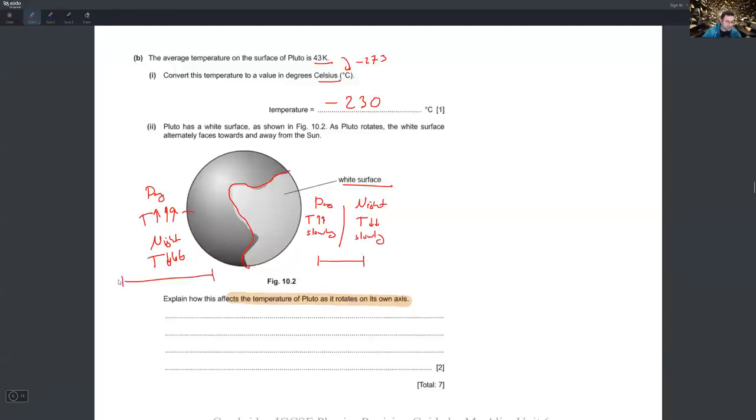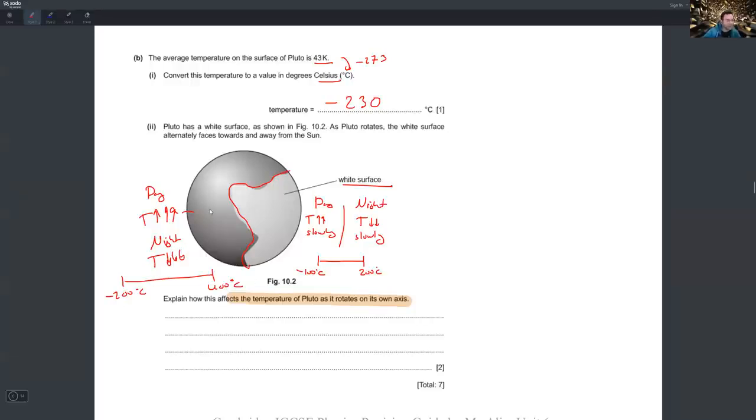For example, Pluto here could go from negative 100 to maybe 200 degrees Celsius, whereas on the dark side it could go from negative 200 up to 400 degrees Celsius. Just like how the white side does not cool a lot, it also does not heat up a lot. The black side will cool down a lot and heat up a lot.